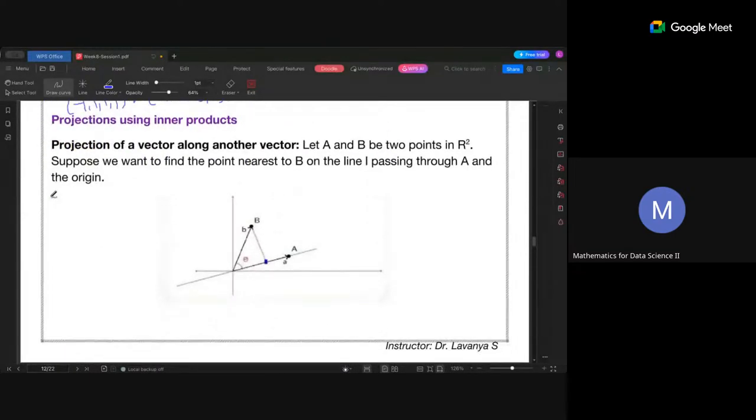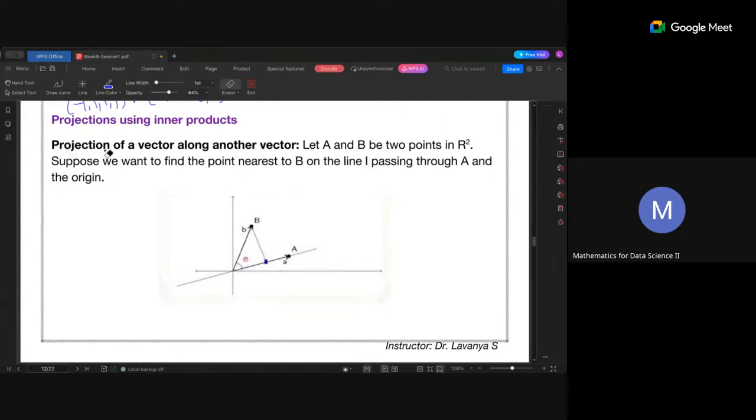So the next concept here is projections. What does projection mean, first of all? This is a very common problem. Maybe you have seen it in physics, like the shadow problem. You have some pillar or whatever, and if there is a light falling, what is the shadow, what is its length, and all these things you will be doing. The projection is something similar to that.